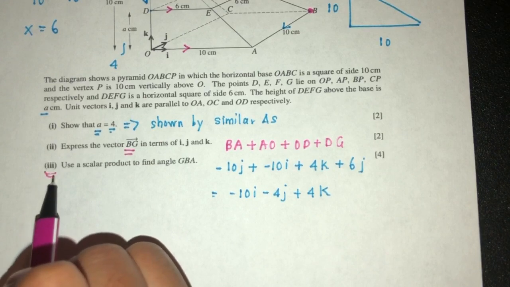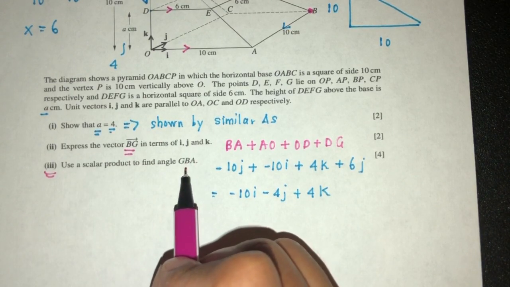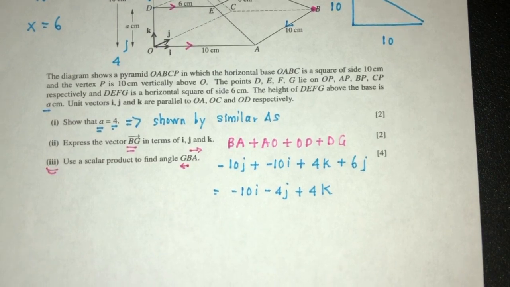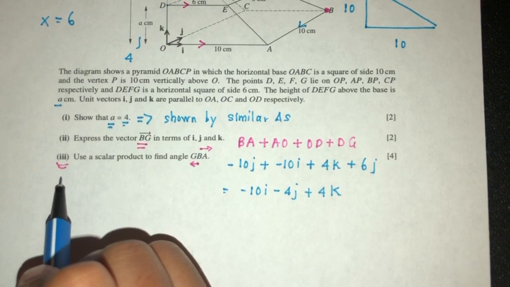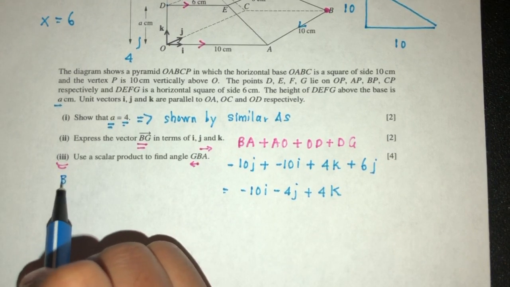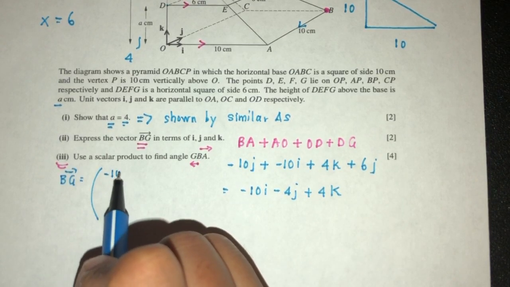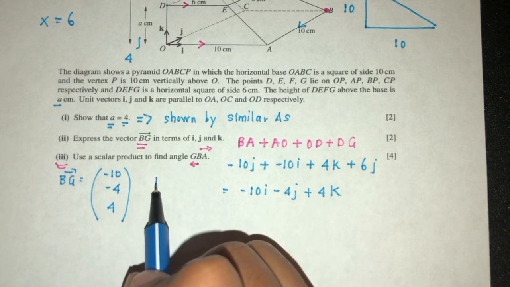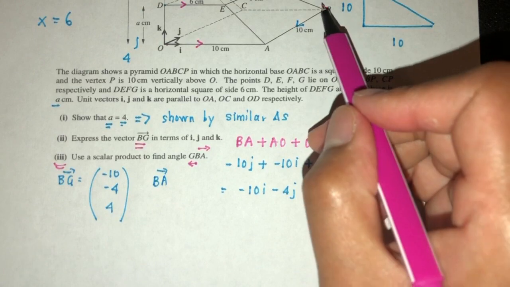Now part 3, use scalar product to find the angle GBA. So from B we go to both sides to find the vectors that we need. So we have to find BG that we know already, which is minus 10, minus 4, and 4. And we have to find BA, from B going to A.